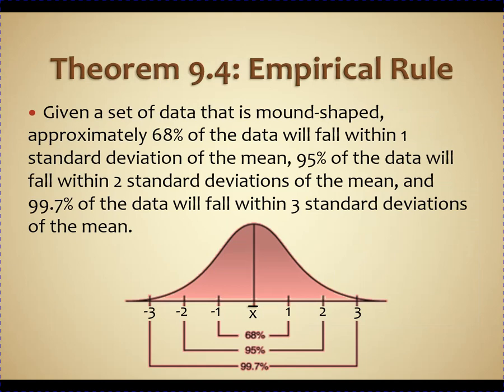Our next theorem, so our first one was Chebyshev's rule. Our next one is the empirical rule, and this has to do with mound-shaped data. So given a set of data that is mound-shaped, approximately 68% of the data will fall within one standard deviation of the mean. 95% of the data will lie within 2 standard deviations, and 99.7%, so almost all of it, will lie within 3 standard deviations of the mean.